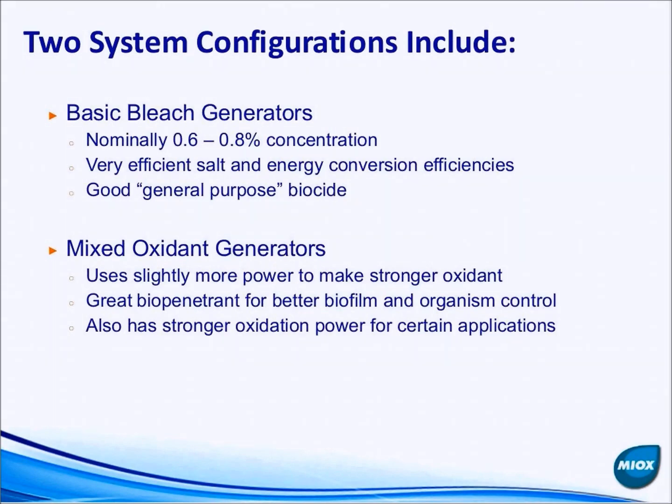We make two system configurations. We make just normal basic bleach generators, which generate, depending on the exact piece of equipment you're looking at, about a 0.6 to 0.8% solution. These are strictly designed to generate the maximum amount of bleach for the lowest price possible. So these are just simple sodium hypochlorite generators designed to run at maximum efficiency.